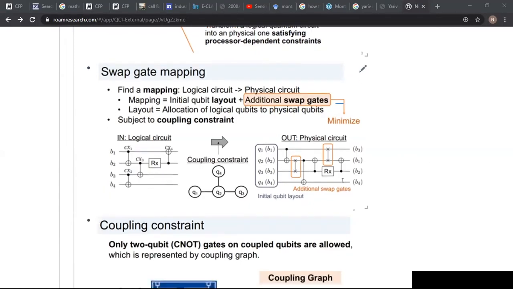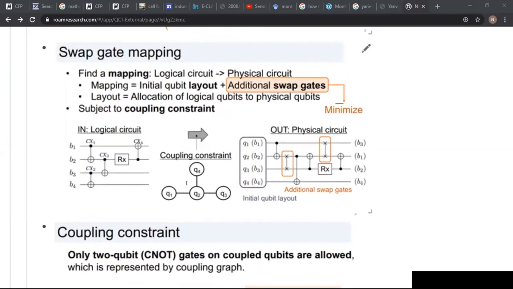So given the coupling constraints, where you have Q1, Q2 connected, Q2, Q3 connected, and Q2, Q4 connected, and Q4 and Q3 are not connected with each other. We have a logical circuit which we have built on the compiler, like we have written code on the compiler, and when it gets mapped down to the physical circuit, it gets implemented in this particular fashion. Because of the coupling constraint, you can see there are quite a few differences coming up.